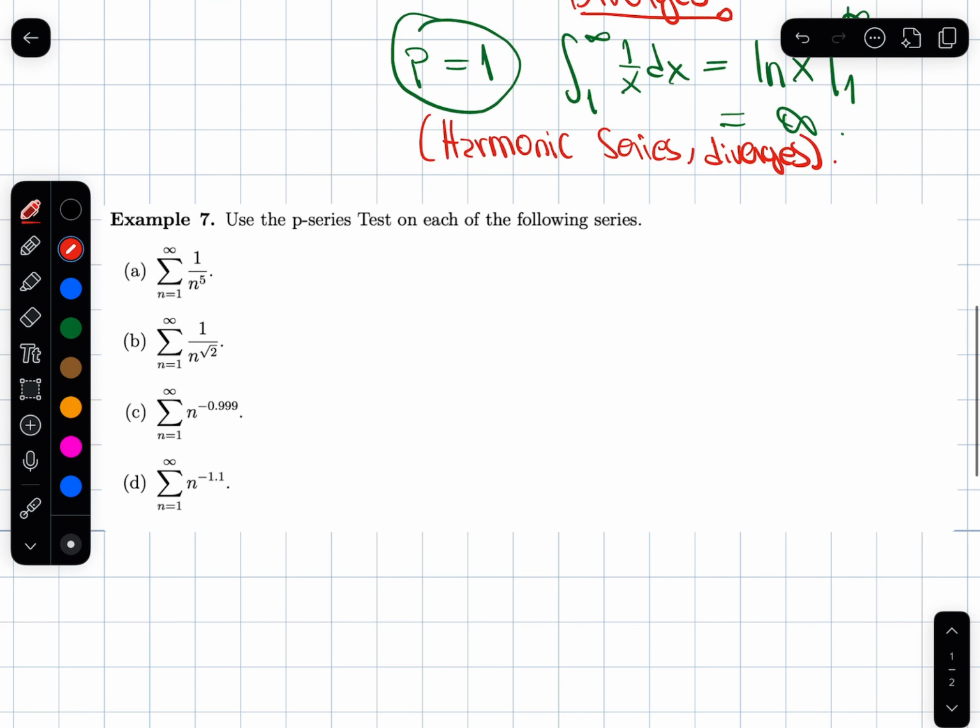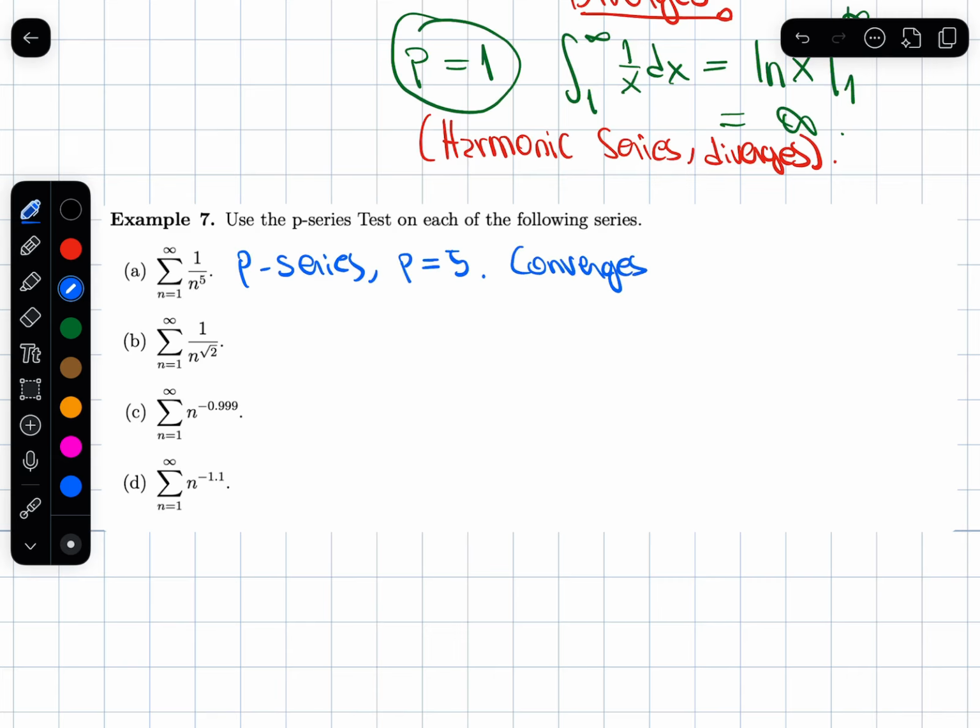So let's do an example. It's going to be pretty short, pretty quick. Here, this is a p-series, p equal to 5, which is more than 1, so it converges. This is a p-series, p equal to the square root of 2, which is about 1.4, which is definitely more than 1. So this converges. So pretty quick, pretty simple.